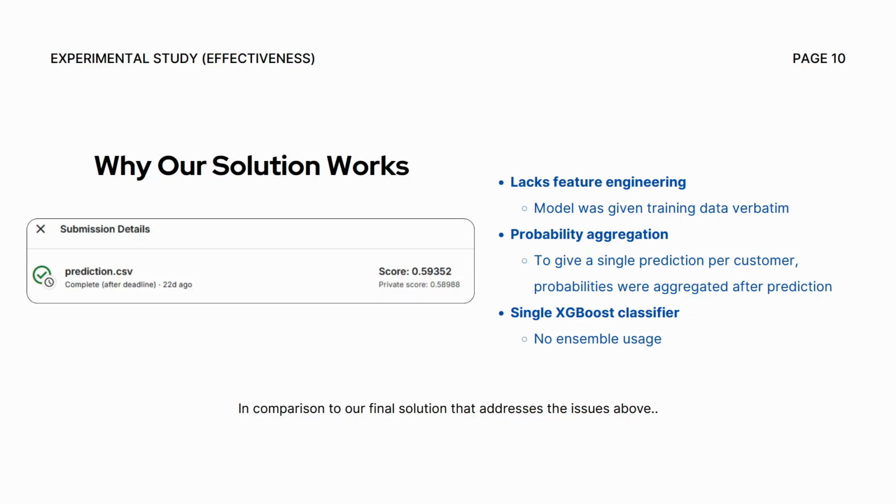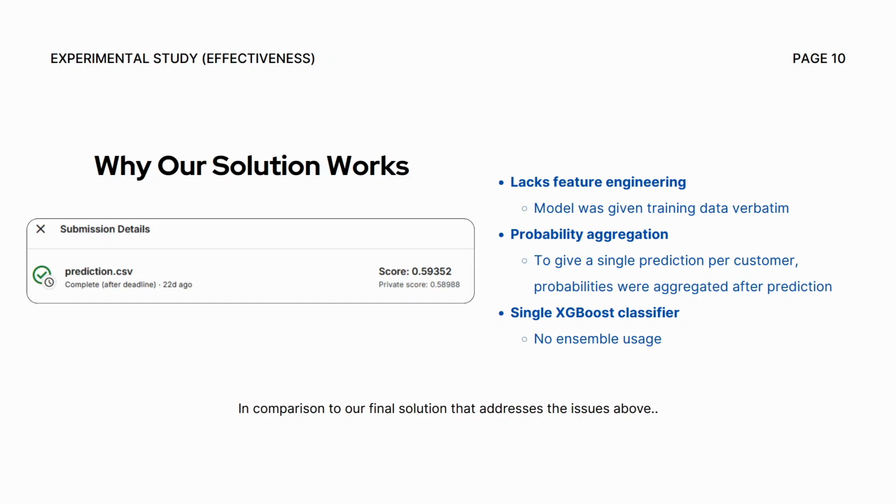Because the test data allowed for the same customer to make multiple records, while the prediction that we had to submit only accepted one customer per row, I had to aggregate the probabilities from all the rows from that customer ID to give a single prediction per customer, which was the completely wrong approach. Now, one last thing I would like to highlight is that this used only a single XGBoost classifier.